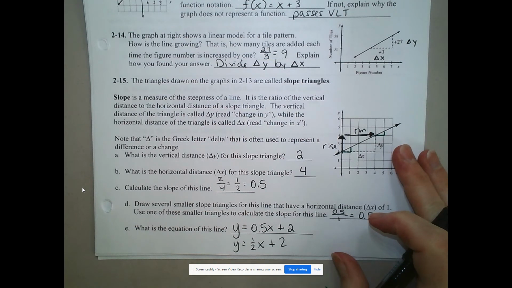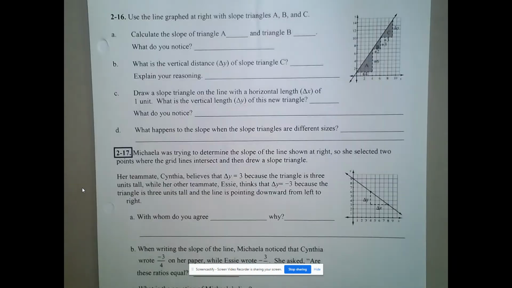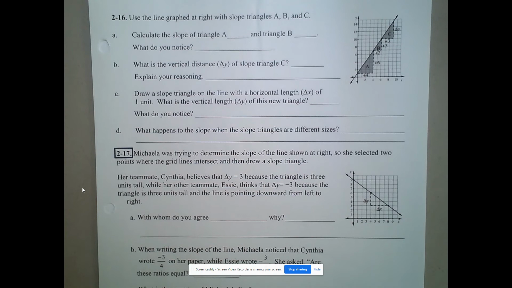If we were measuring things in inches, then we would go with fractions. And this doesn't have that, so you could pick either one. All right, so the last page that we have, use the line graphed at right with slope triangles A, B, and C. So 3 different slope triangles on there.